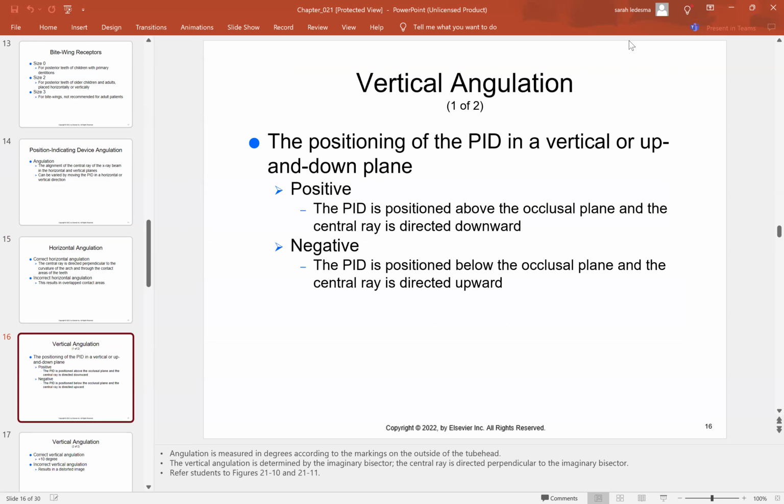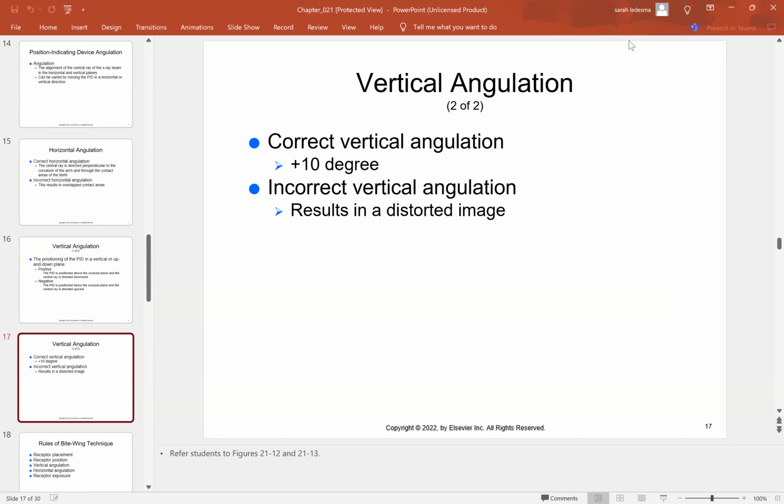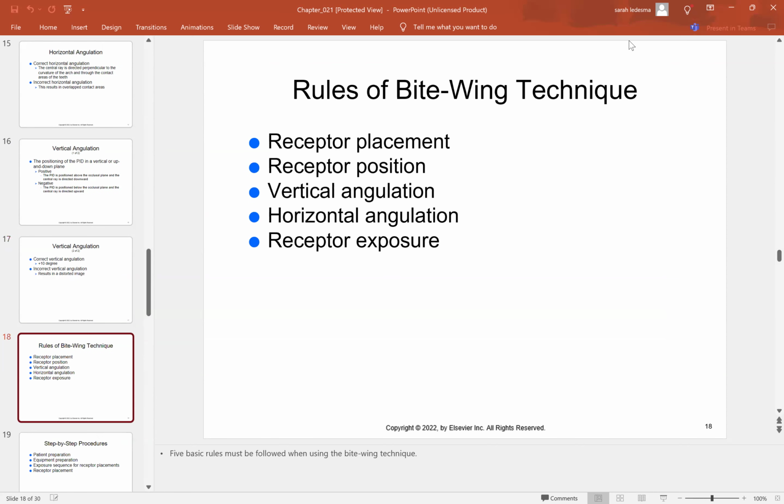Vertical angulation is the positioning of the PID in a vertical or up and down plane. Positive: the PID is positioned above the occlusal plane and the central ray is directed downward. Negative: the PID is positioned below the occlusal plane and the central ray is directed upward. Correct vertical angulation includes positive 10 degrees. Incorrect vertical angulation would result in a distorted image.